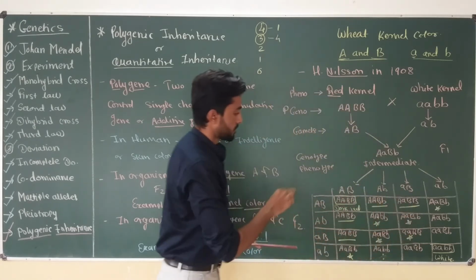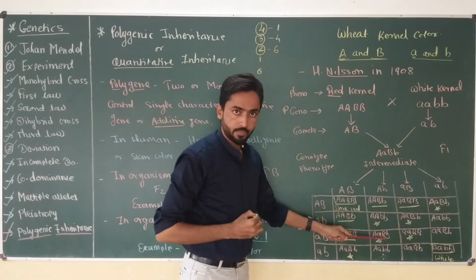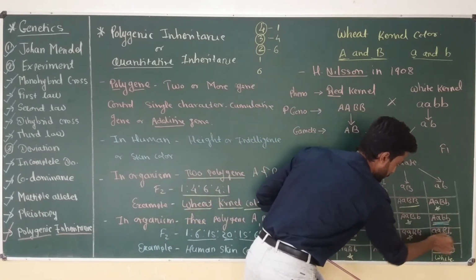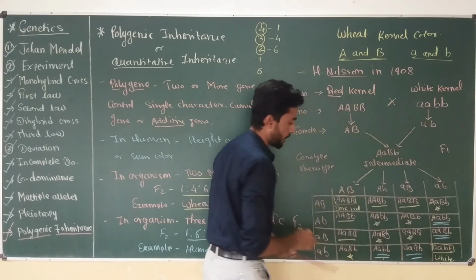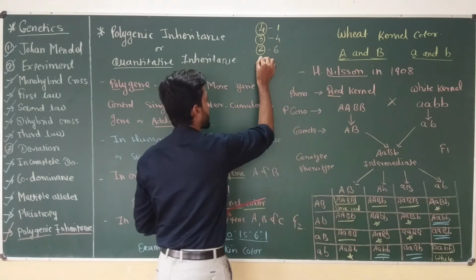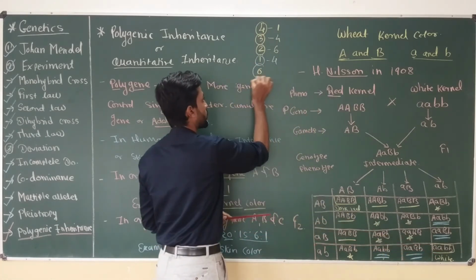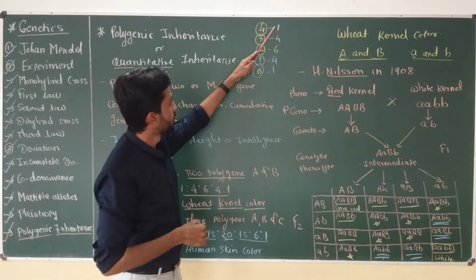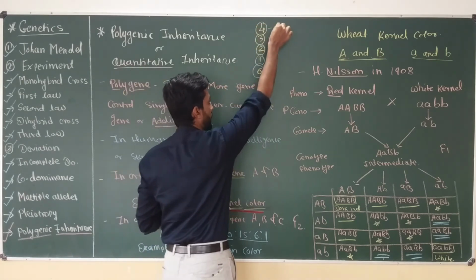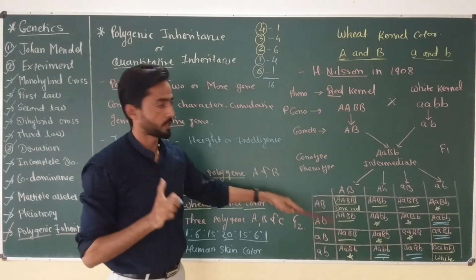Out of the 16, 6 organisms are going to have 2 dominant genes, and finally these 4, number 1, 2, 3 and 4, are going to have 1 dominant gene, capital A, capital B and capital A. So 4 organisms are going to have 1 dominant gene, and finally 1 organism is going to have 0 dominant genes. So the ratio becomes 1:4:6:4:1. This is the number of dominant genes and number of organisms. Total will be 16. So we are going to get 16 different types of genotype.